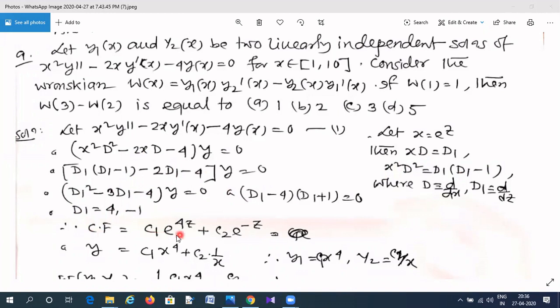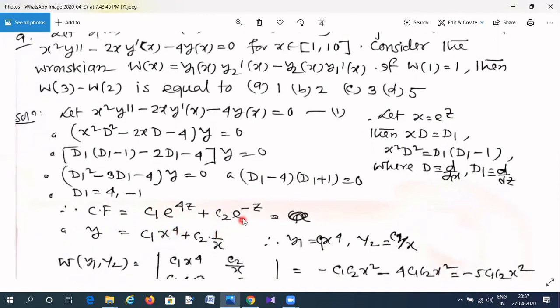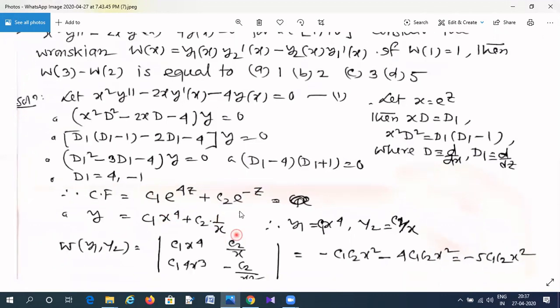So the CF is c1 e to the power 4z. As D1 is a function of z, the solution will be in the form of z. As the roots are distinct and real, the form is c1 e to the power m1 z plus c2 e to the power m2 z, where m1 and m2 are the roots. So here there are two roots, 4 and minus 1. So c1 e to the power 4z plus c2 e to the power minus 1 z. Now putting the value of z equal to log x, this will become y is equal to c1 into x to the power 4 plus c2 into e to the power minus z, which is 1 by x.